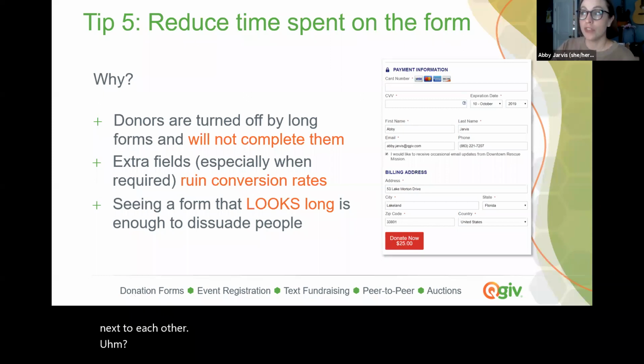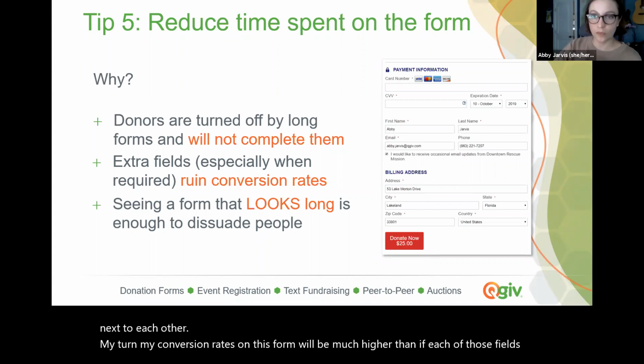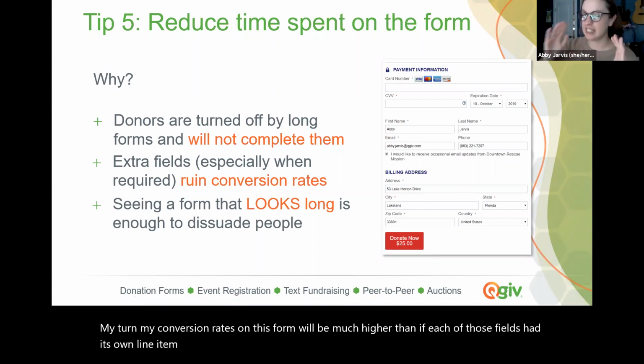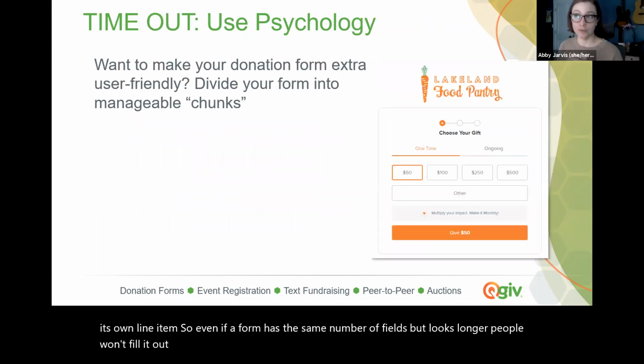My conversion rates on this form will be much higher than if each of those fields had its own line item. So even if a form has the same number of fields but looks longer, people won't fill it out. So what you can do is something called chunking.